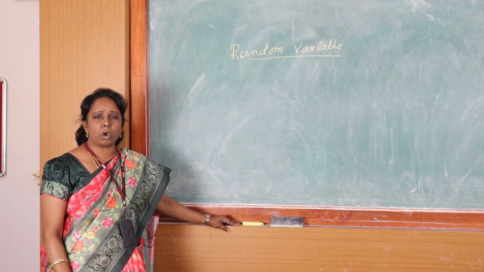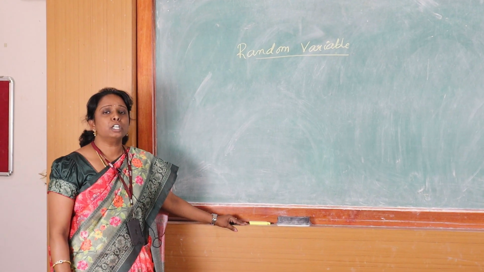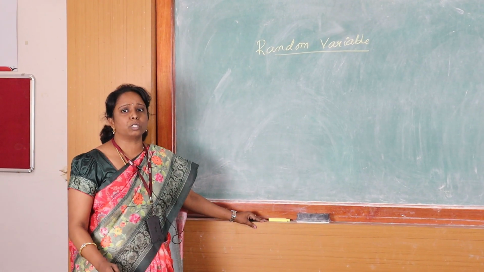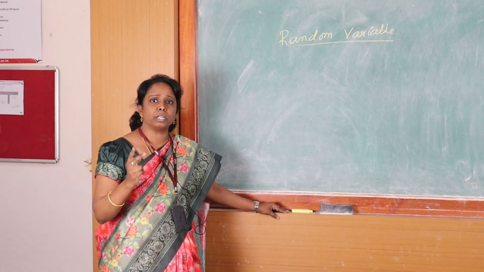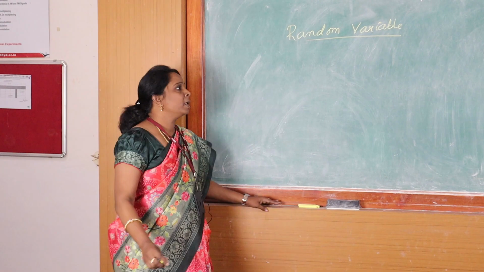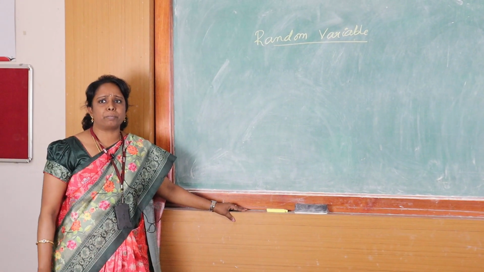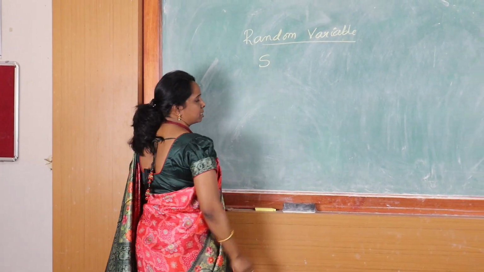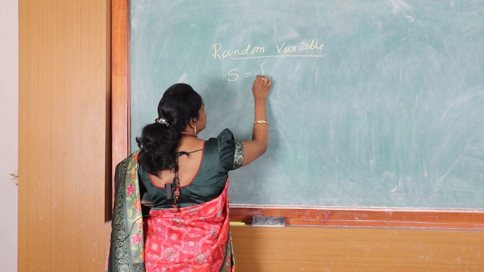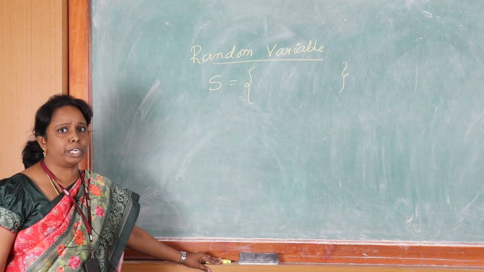So let me take one small example. This is a very familiar example, very known example, called tossing coins. We can take an example of tossing a single coin, tossing two coins simultaneously. So here all the possible outcomes of a random experiment is called sample space. It is represented as capital S. Capital S is nothing but the set of all the possible outcomes. This is what we already know.